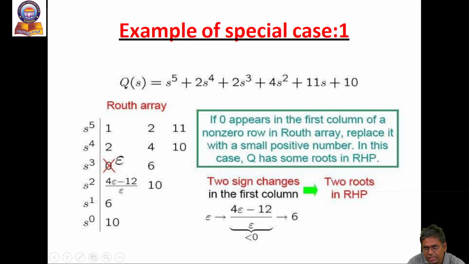If a 0 appears in the first column of a non-zero row of the Routh array, replace it with a small positive number epsilon, assumed positive. Then find the remaining values. Epsilon times 4 minus 12, divided by epsilon. Is this value positive or not? Epsilon is a small positive value, so minus 12 divided by a positive value is a large negative, approximately minus 6. Then another row is 6, 10.